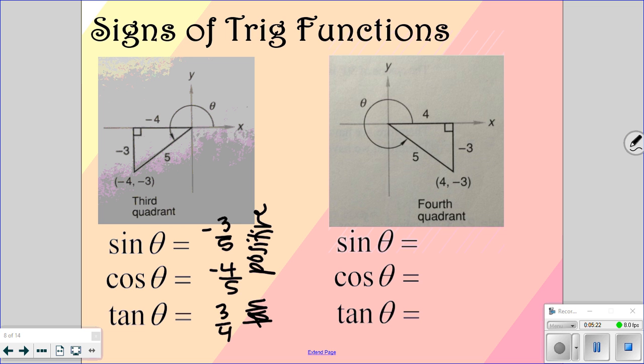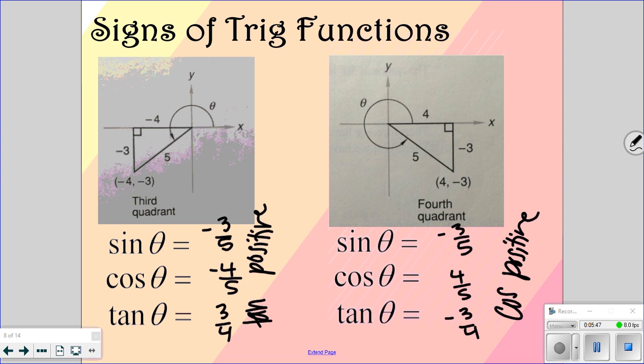So tangent is positive in the third quadrant. And then for this fourth quadrant, we would go to the right and down. So sine would be negative 3 over 5, cosine would be positive 4 over 5, and tangent would be negative 3 over 4. So here, only cosine is positive.